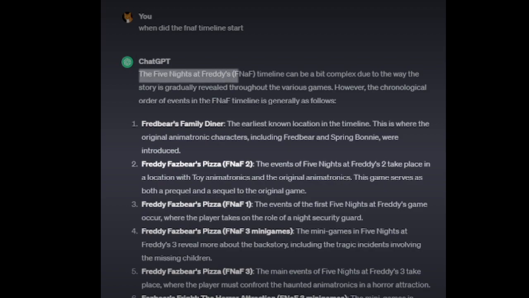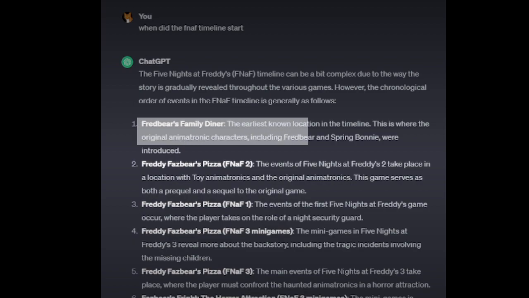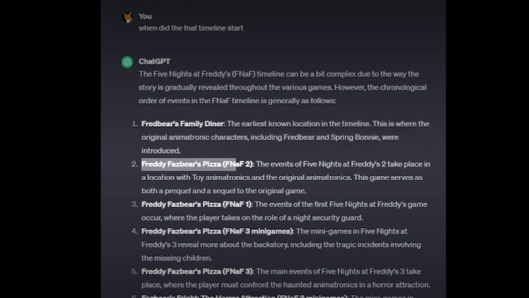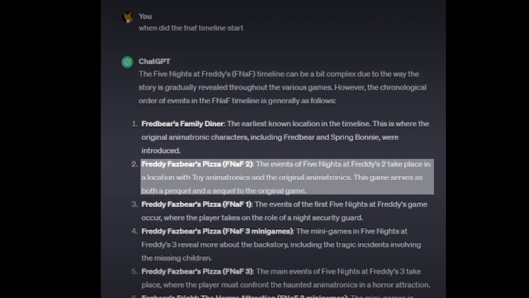Five Nights at Freddy's timeline can be a bit complex due to the way that the story is gradually revealed through the various games. However, the chronological order of events in the FNAF timeline is generally as follows. Fredbear's Family Diner, the earliest known location in the timeline. This is where the original animatronic characters, including Fredbear and Spring Bonnie, were introduced. Freddy Fazbear's Pizza. FNAF 2. The events of FNAF 2 take place in a location with the toy animatronics, and the original game serves as both a prequel and sequel to the original.